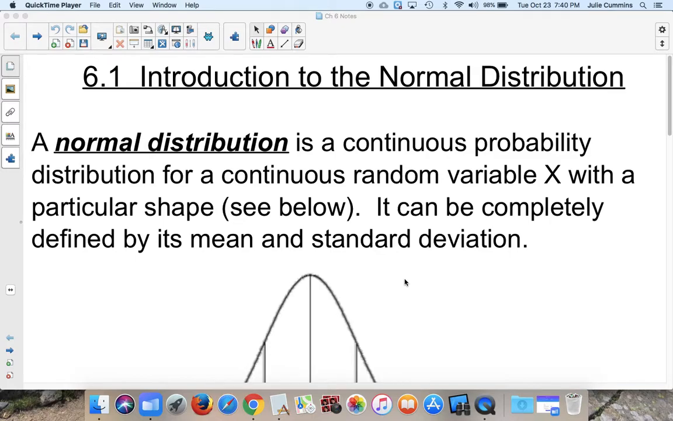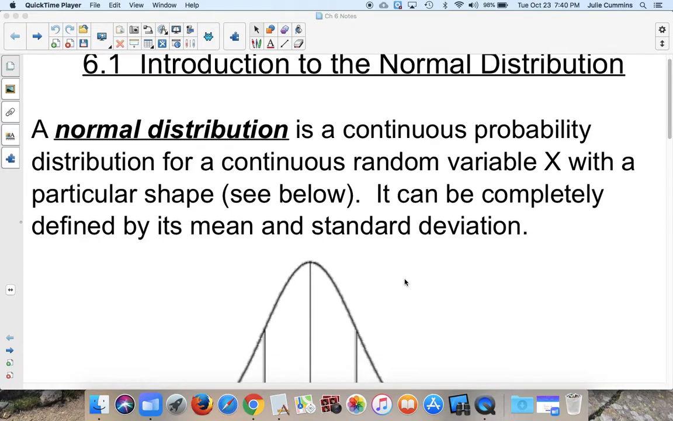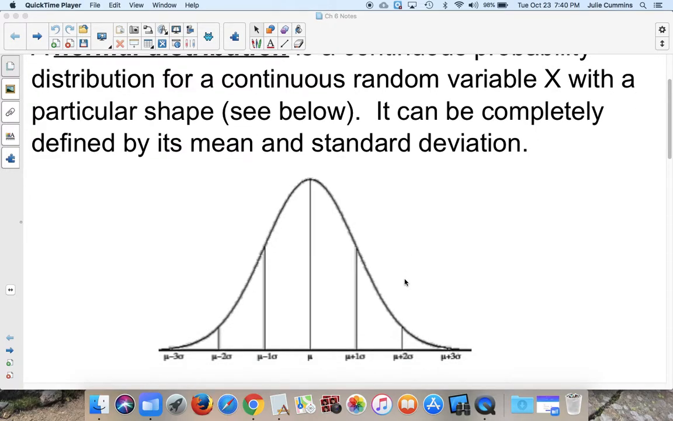Lesson 6.1, we're going to start talking about the normal distribution. So the normal distribution is a continuous probability distribution for some sort of random variable. And it has a certain shape, okay? It is going to look like this. Notice it's symmetric and bell-shaped. And we'll get into that in the properties.